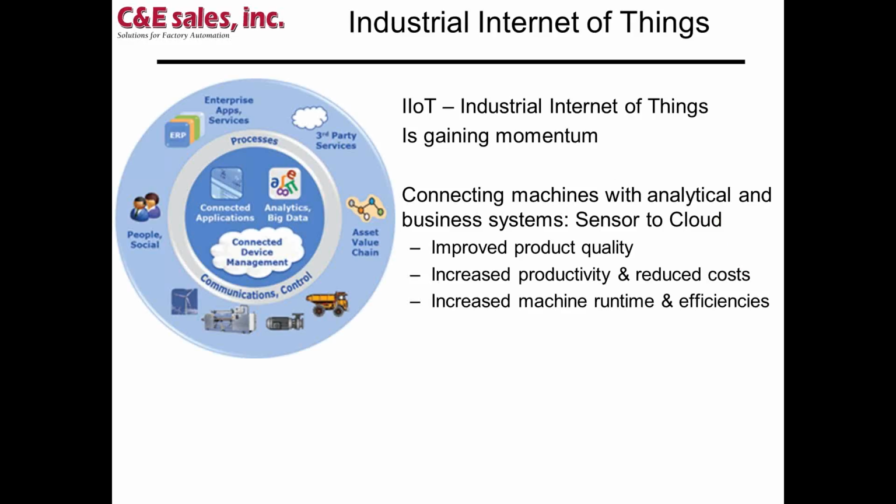So, the Industrial Internet of Things, a big conversation lately, hot topic, or as the Germans call it, Industry 4.0, is pretty similar, but it's gaining ground. Connecting machines with analytical and business systems, or sensors to cloud, can improve product quality, increase productivity, reduce cost, increase machine runtime and efficiencies. So we'll talk about how the DXM100 ties into this Internet of Things.